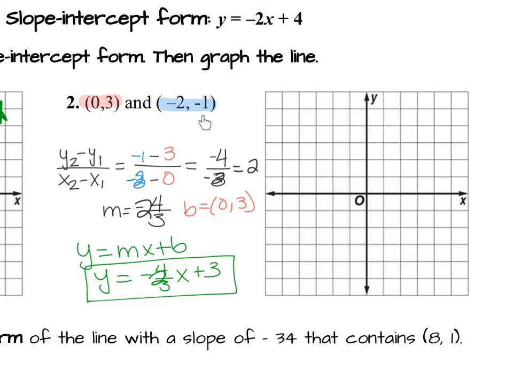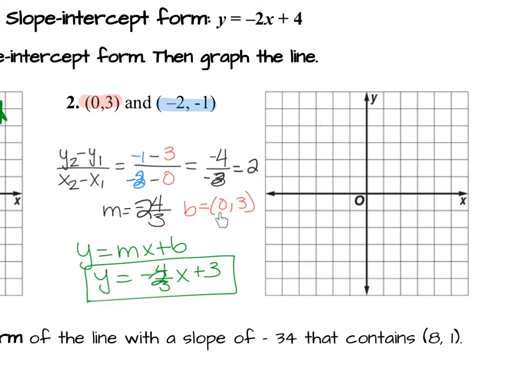We have y2 minus y1, and then we have x2 minus x1, and negative 1 minus 3 is negative 4, negative 2 minus 0 is negative 2. Then we'll simplify our fraction. Negative 4 divided by negative 2 is a positive 2, so that's my slope.